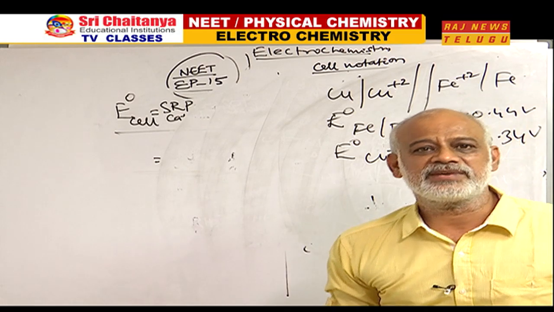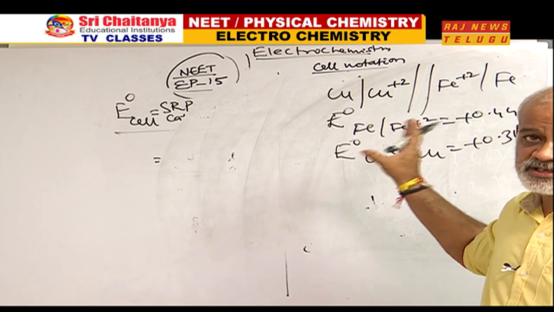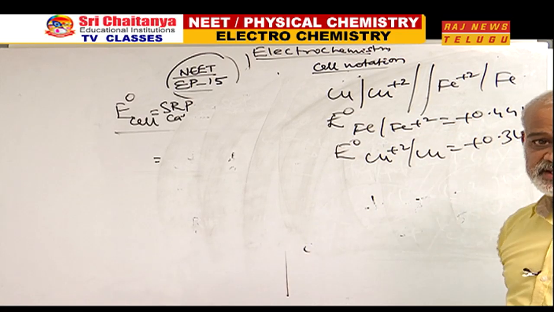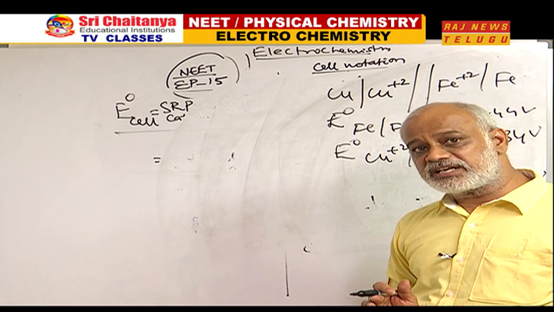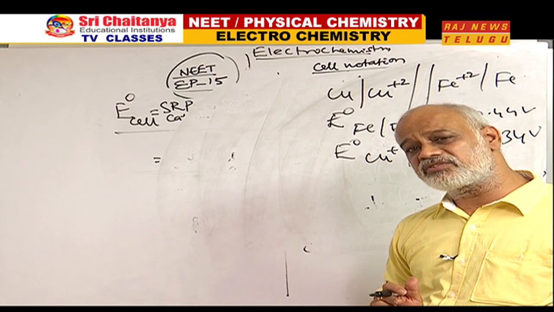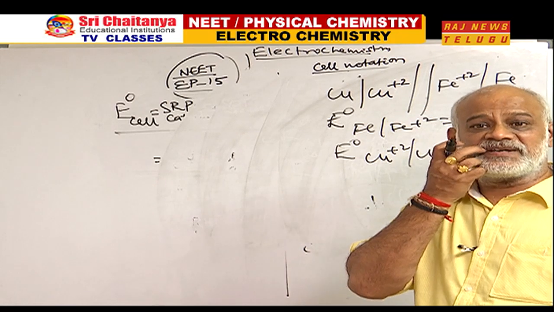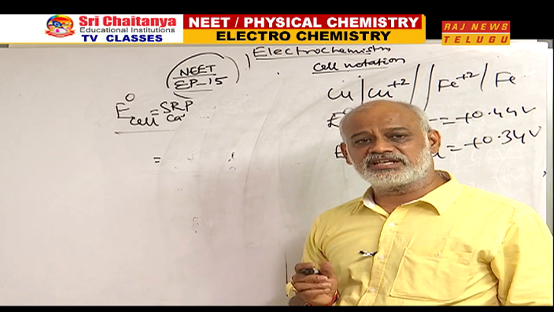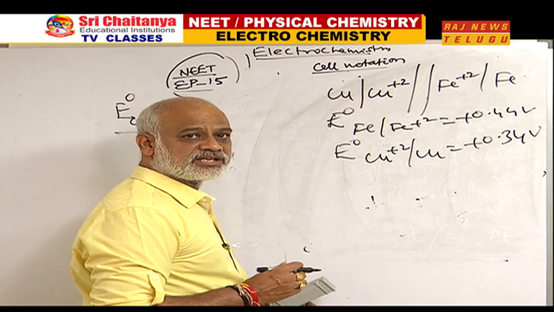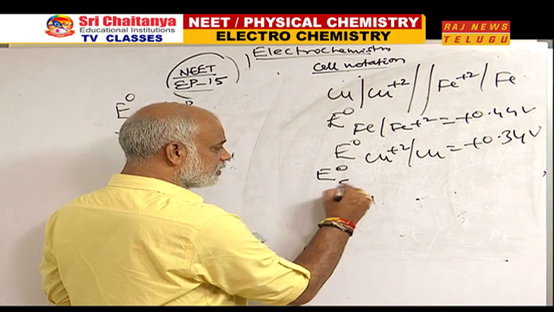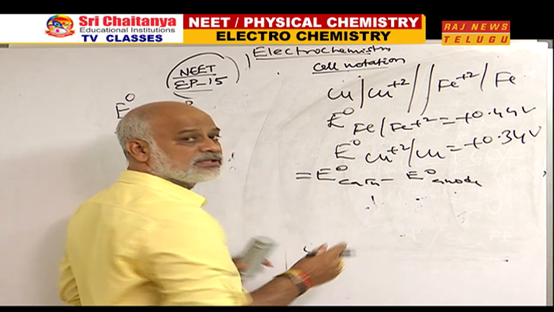I have made things slightly tougher. This is a special type of problem. The first one is basic. This is a slightly different type of problem. Are we deciding the cathode and anode, or did he give the cell notation? He gave the cell notation, sir. Very good. When he gave the cell notation, what shall we do? E naught cathode minus E naught anode. What is this E naught?